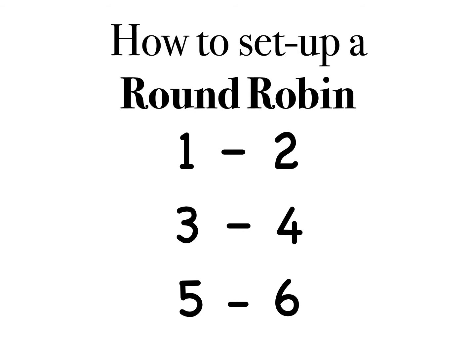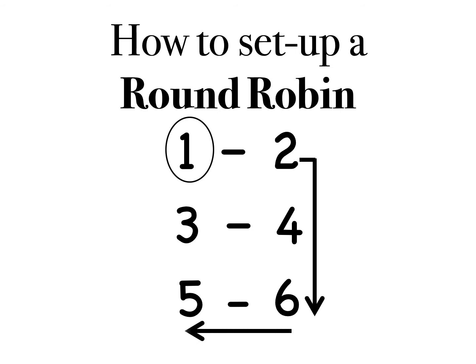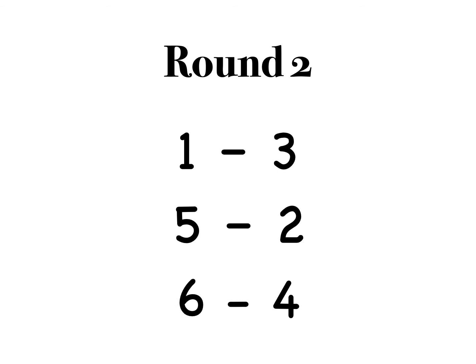Now for the second round, the number 1 is going to stay in that top left corner. All the other teams are going to rotate clockwise. The 2 would go down, the 4 would go down, 6 would go across, the 5 would move up, and the 3 would go diagonal to the top right. So now the second round, 1 is going to play 3, 5 is going to play 2, 6 is going to play 4. And you will repeat that until you get all your rounds in.